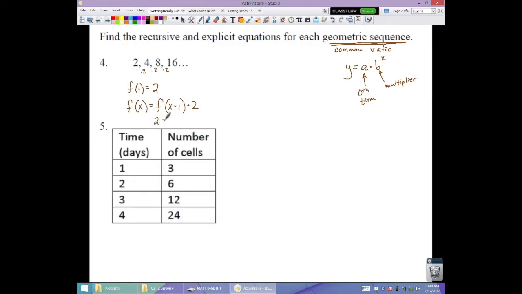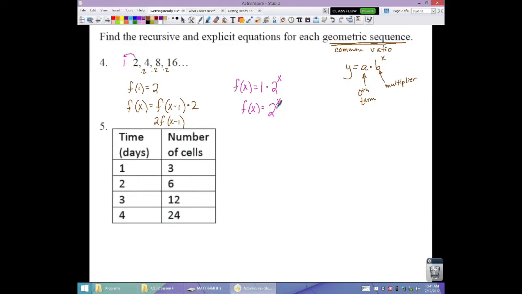That can also be written as 2 times f of x minus 1. So your choice. The explicit equation, f of x equals, now we don't have our 0th term, our y-intercept yet, so we need to take our pattern backwards one place. Rather than multiplying by 2, since we're going backwards, we'll divide by 2, it's 1. So 1 times, multiplier is 2 to the x. This 1 doesn't actually have to be written here. You could write f of x equals just 2 to the x.